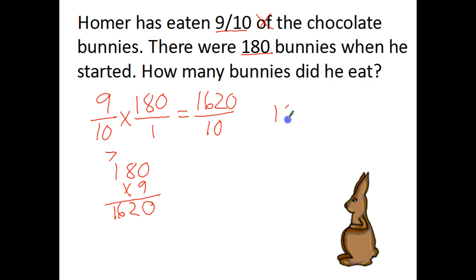So now I'm at 1,620 divided by 10. I remember something with dividing. When we have inside and outside zeros, we can just mark them out. And now I'm really at 162 divided by 1, which equals 162 chocolate bunnies. If you would have went ahead and divided out 1,620 by 10, I'm sure you would have gotten the same answer.